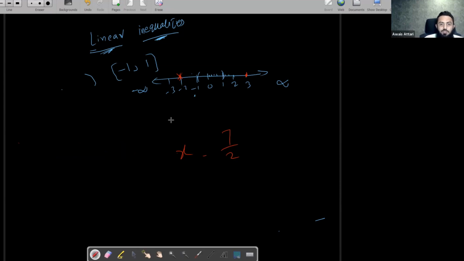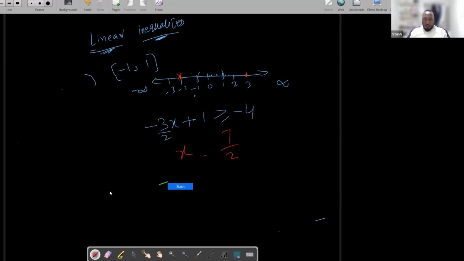Okay, let's say we have something like -3/2x plus 1 is greater than or equal to -4. Try this.